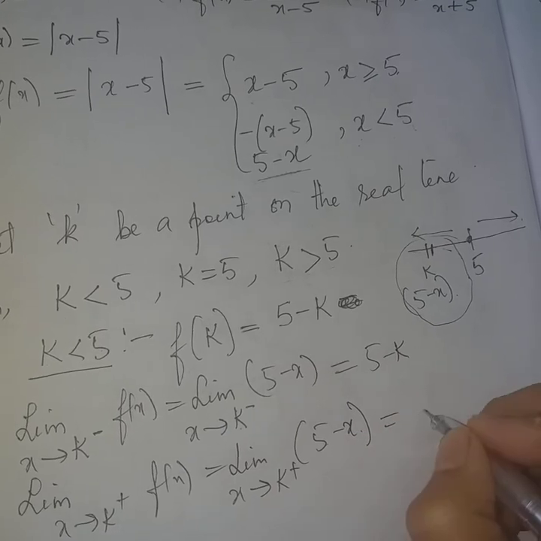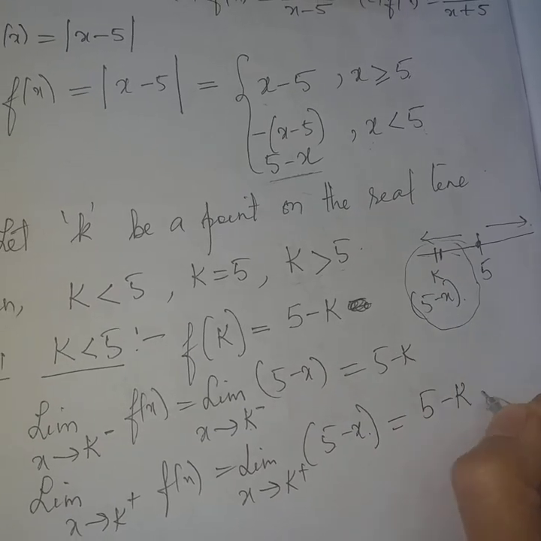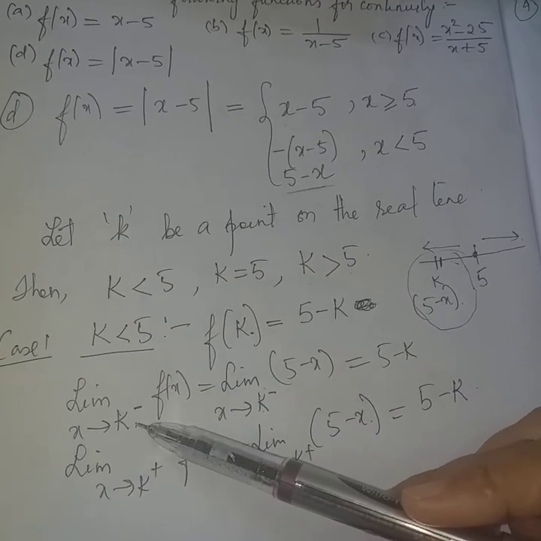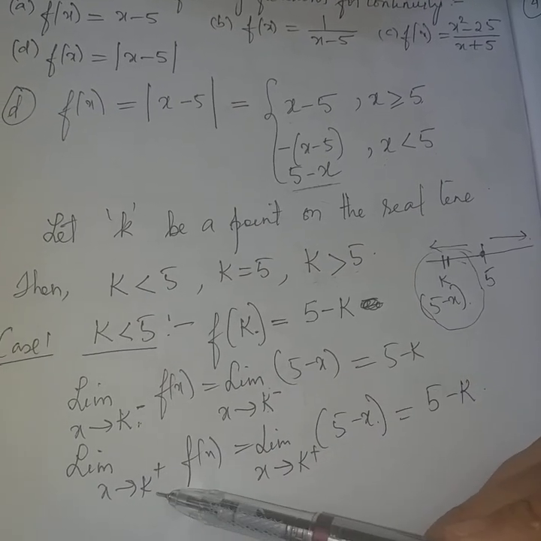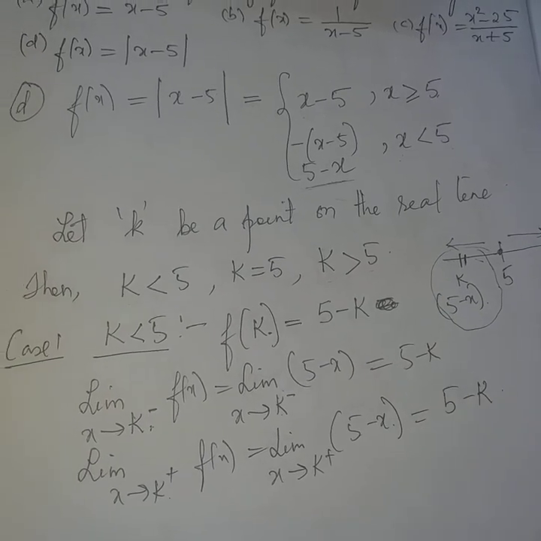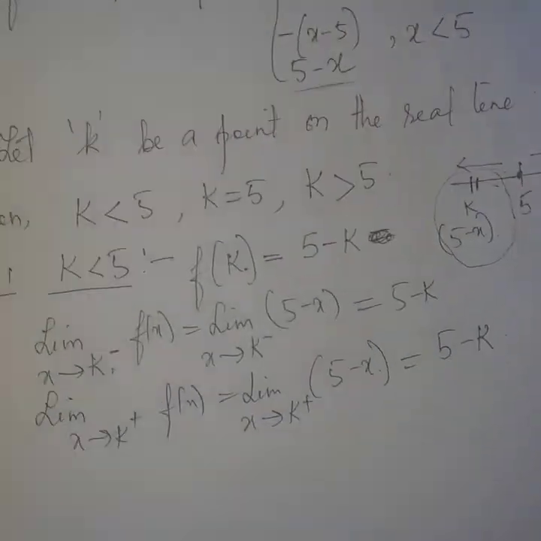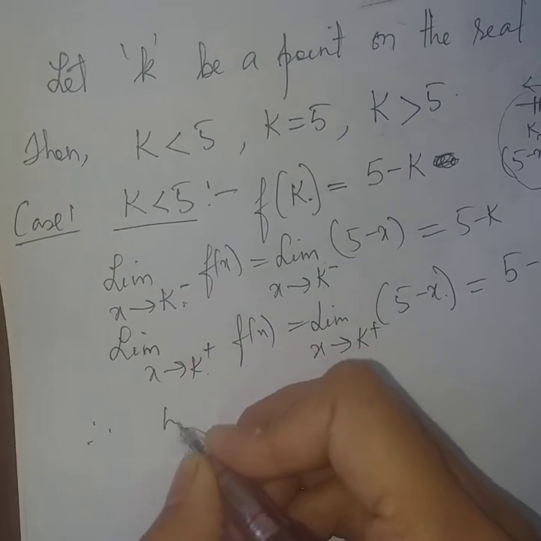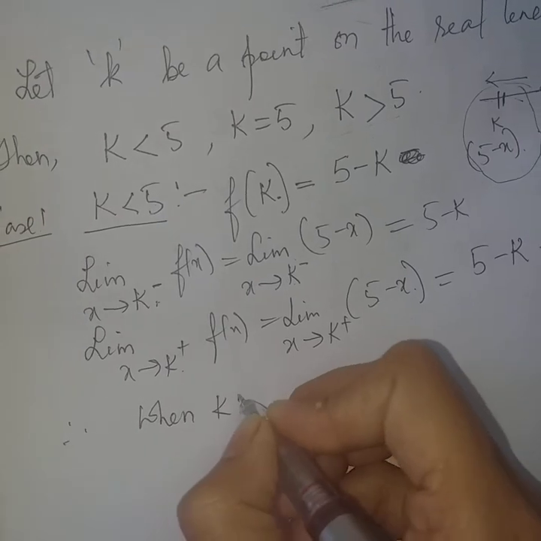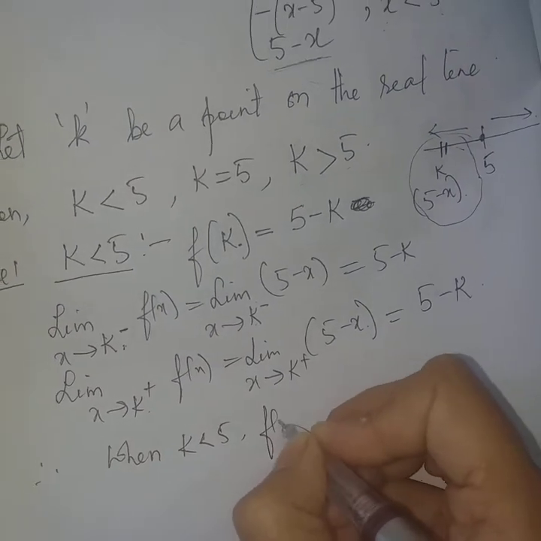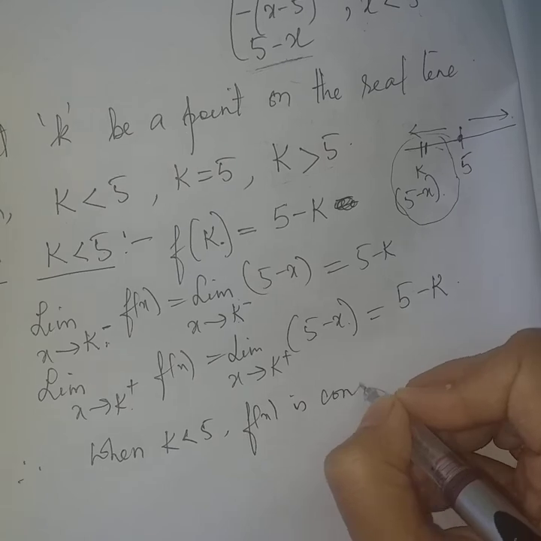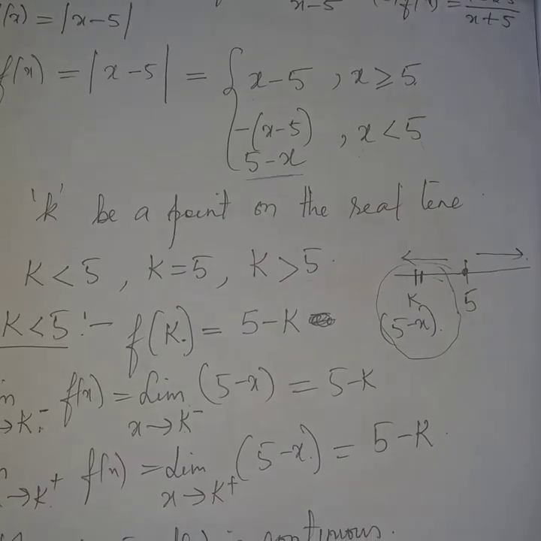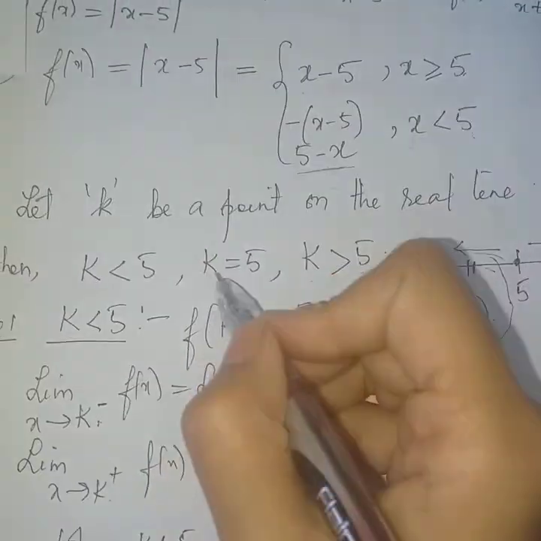If we put the value of k again, 5 minus k, we see that f of k, the value at a point slightly less than k, and the value at a point slightly greater than k, all three values are the same. So for k less than 5, the function is continuous. Therefore when k is less than 5, f(x) is continuous. Now let us take k equal to 5.